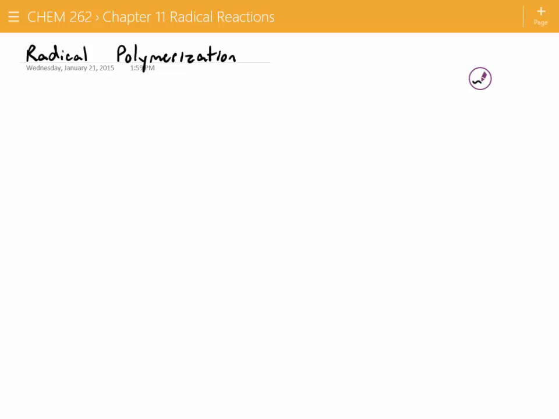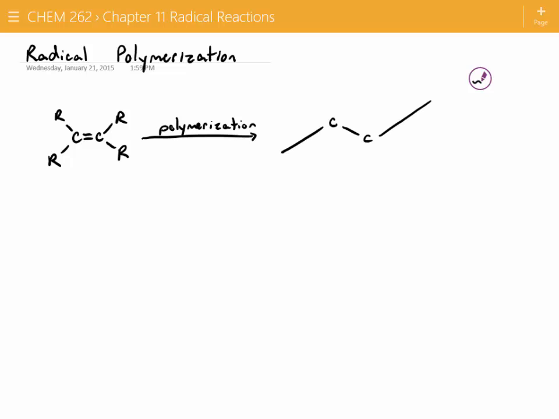All right, so with radical polymerization, you always start out with some sort of alkene. And I'm just going to abbreviate this with R groups. And these R groups can be just about anything you want them to be. And polymerization just means you're going to link up a bunch of these together. We'll go over the mechanism here in a second, but with polymerization, what you get is a new carbon-carbon bond.